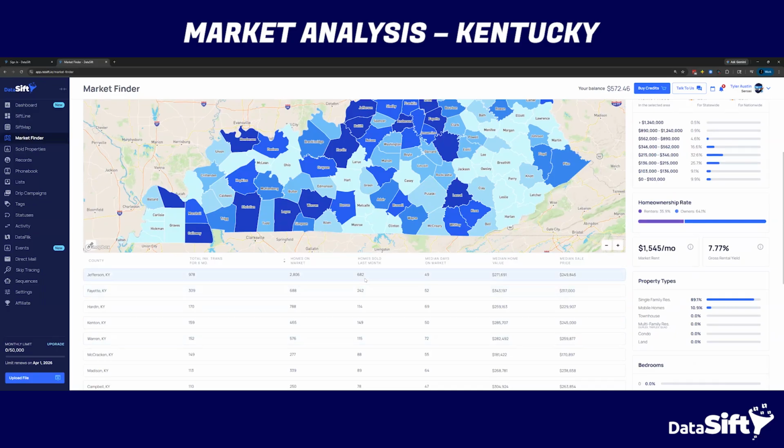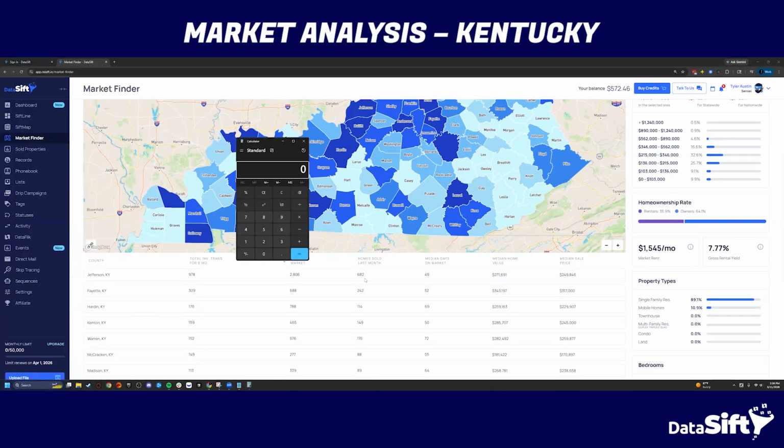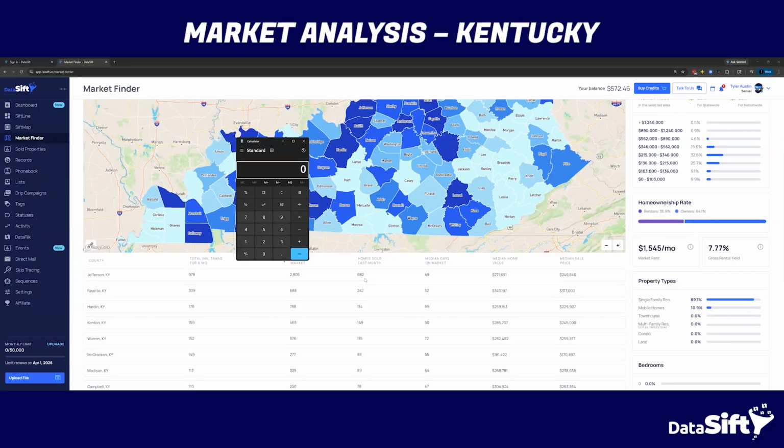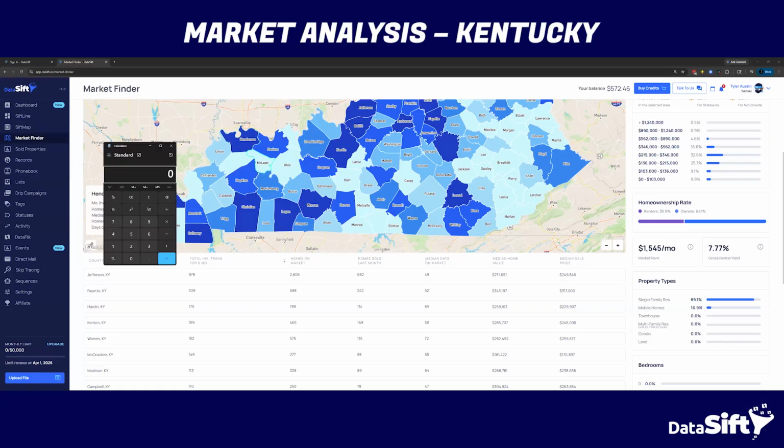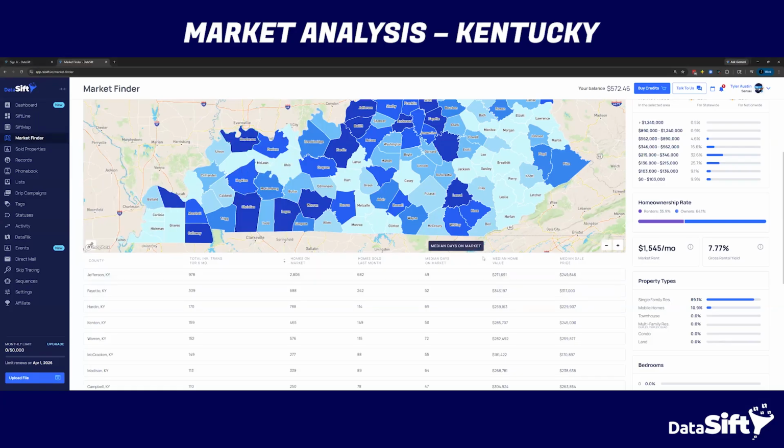And then I can see my inventory here by doing 2806 divided by 682. I got 4 months of inventory. And so that's great. We like that. Another big thing you'll see me do once we get to the zip code level is I like my median sales price to be lower than my median home value. This tells me that there's a lot more investor activity going on.